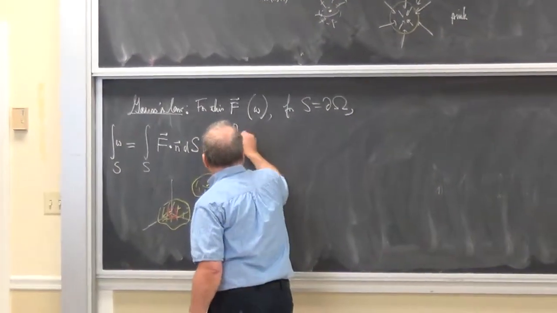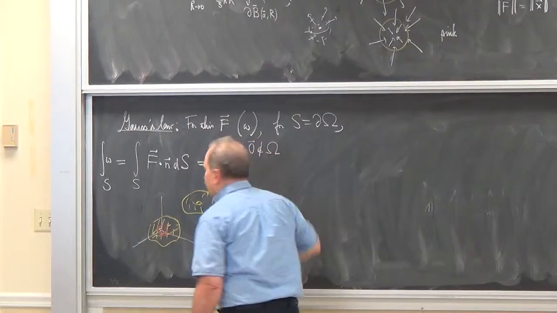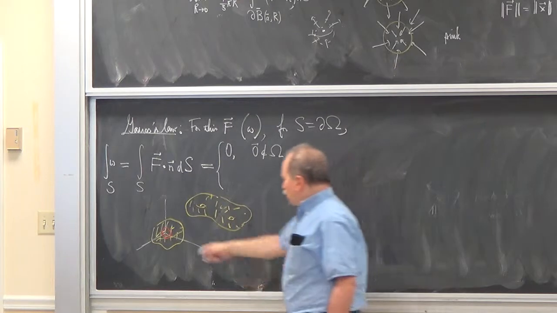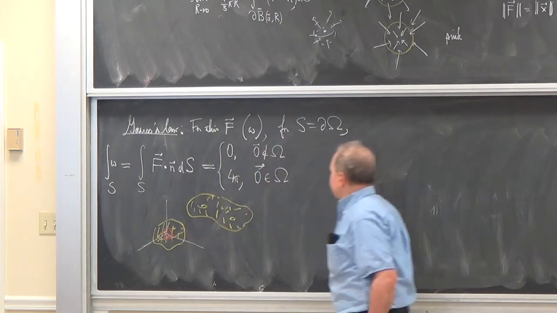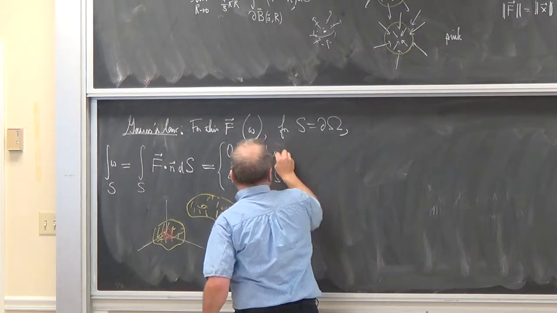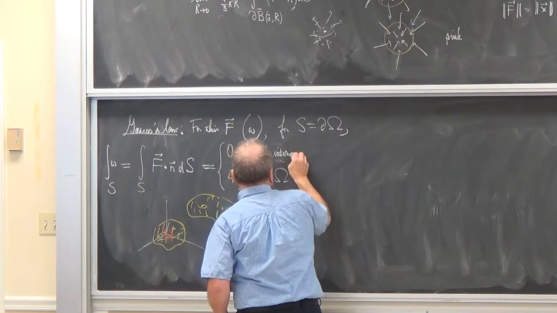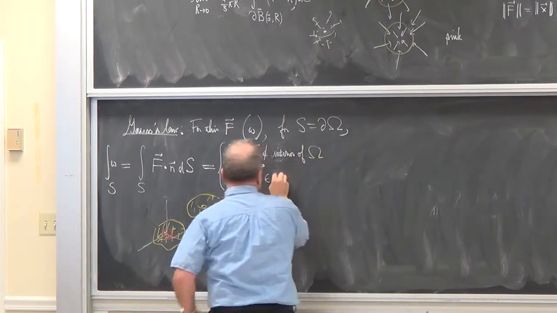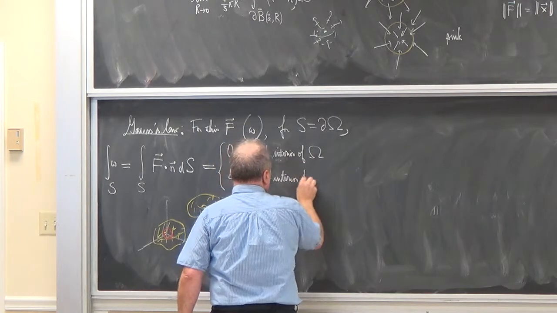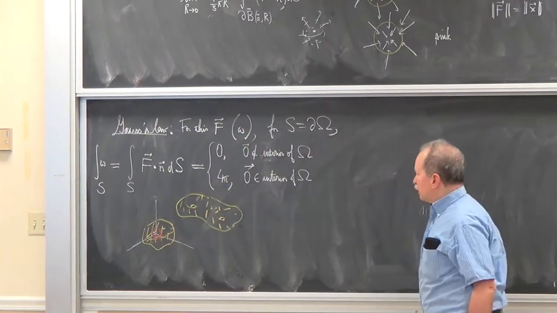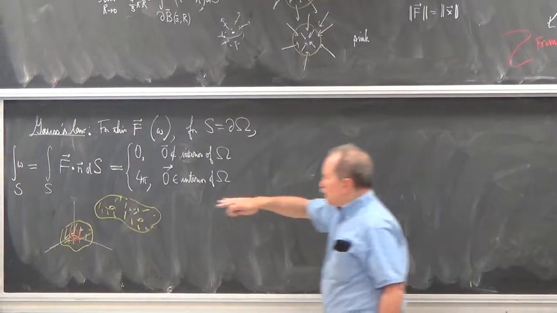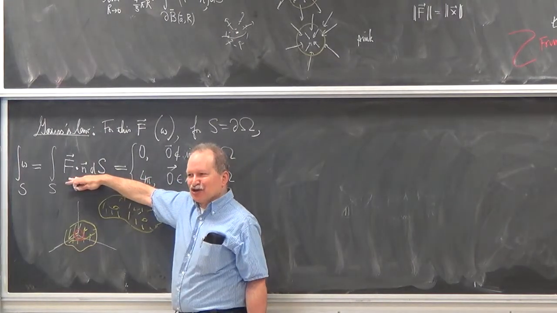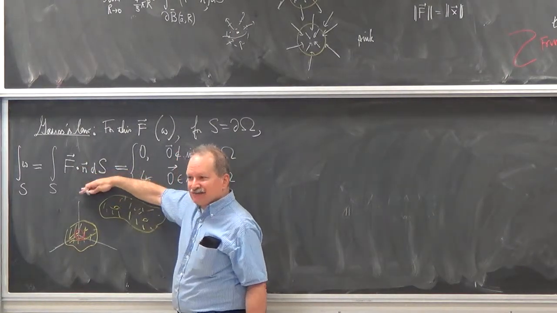So I'm going to make the following claim. It's going to be 0 if the origin is not inside omega. But if the origin is inside the region, you're going to get 4 pi. And I'm actually going to be more specific here and say interior of omega here and interior of omega here. And I'm going to say we don't allow ourselves to consider the case when 0 is on the frontier. This integral doesn't even make sense actually. The integral doesn't converge if the origin is on S.